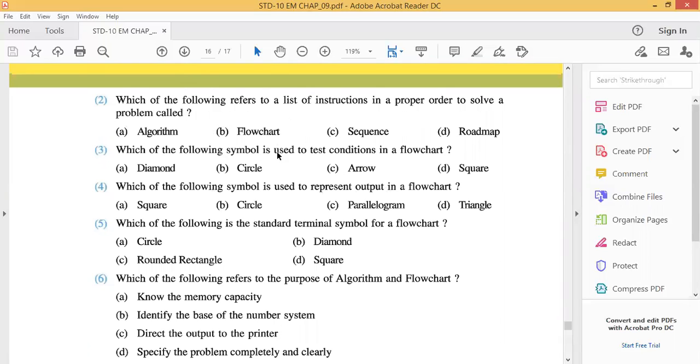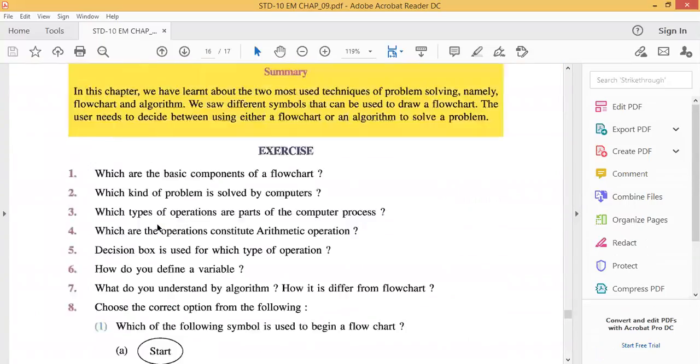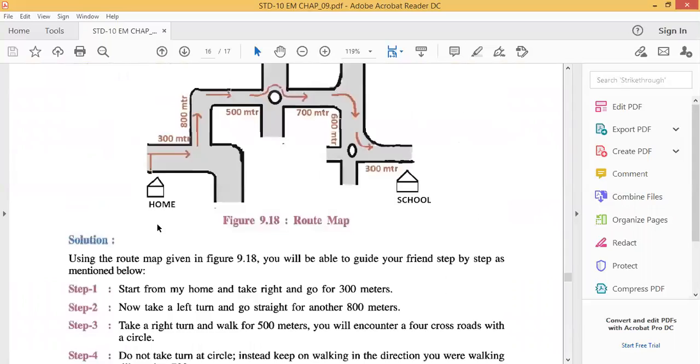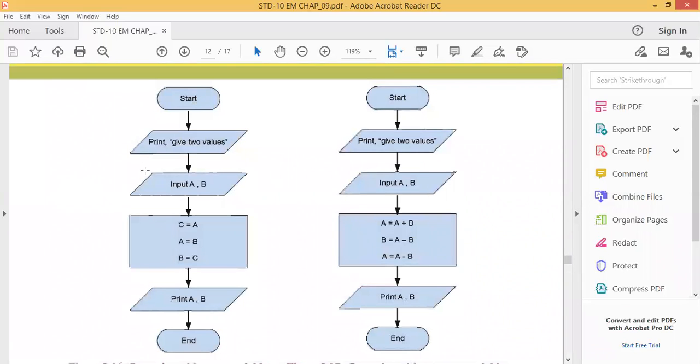Which of the following symbols is used to test a condition? For condition, diamond. Which of the following symbols is used to represent input and output? Input, output is the parallelogram. See this. Input, output, this is a parallelogram. Start and end, and this is a process.